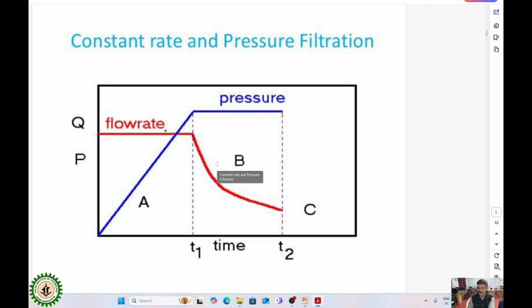But if we keep the process in the mode of constant rate filtration, means we want the filtrate to come out at a constant rate, in that case we have to increase the feed pressure gradually, so that the resistance which is being offered by the deposited solid will be overcome. So that pressure will overcome that resistance, and then only it is possible to keep the flow rate of filtrate constant, otherwise not.